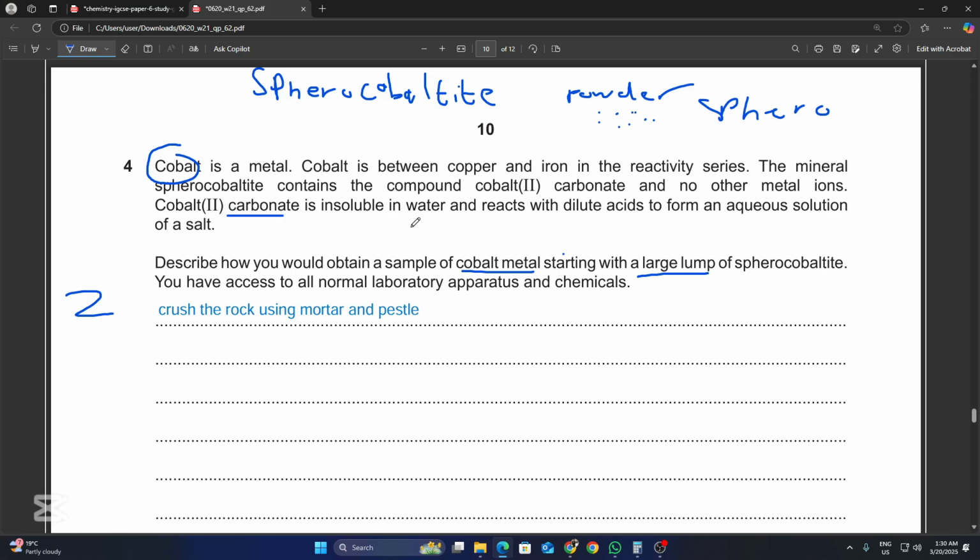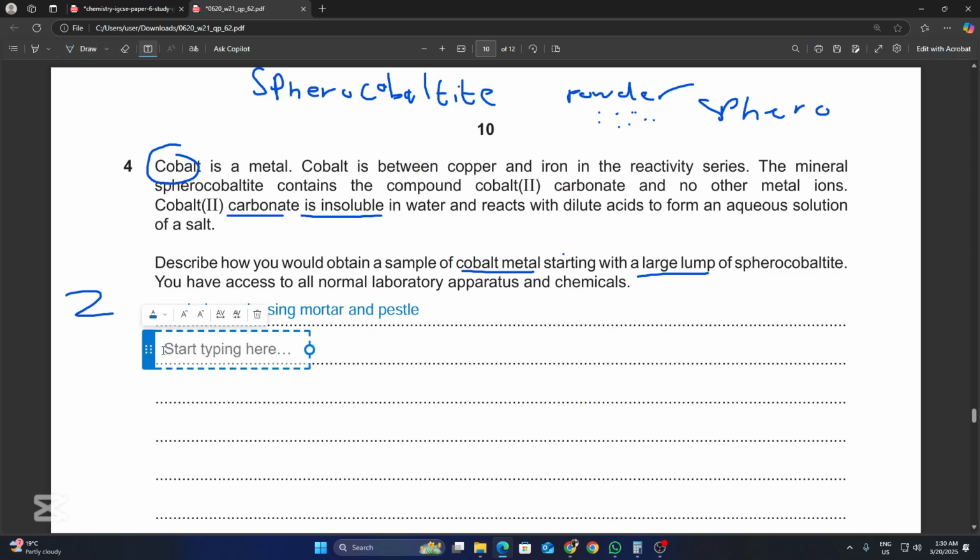So the first thing we need to do is think. Let's read the question. It says the sphero-cobaltite contains the compound cobalt 2 carbonate, and cobalt 2 carbonate is insoluble in water and it reacts with dilute acids to form an aqueous solution of salt. Because it reacts with dilute acids, the sphero-cobaltite in the powder reacts with dilute acids to form an aqueous solution of salt.